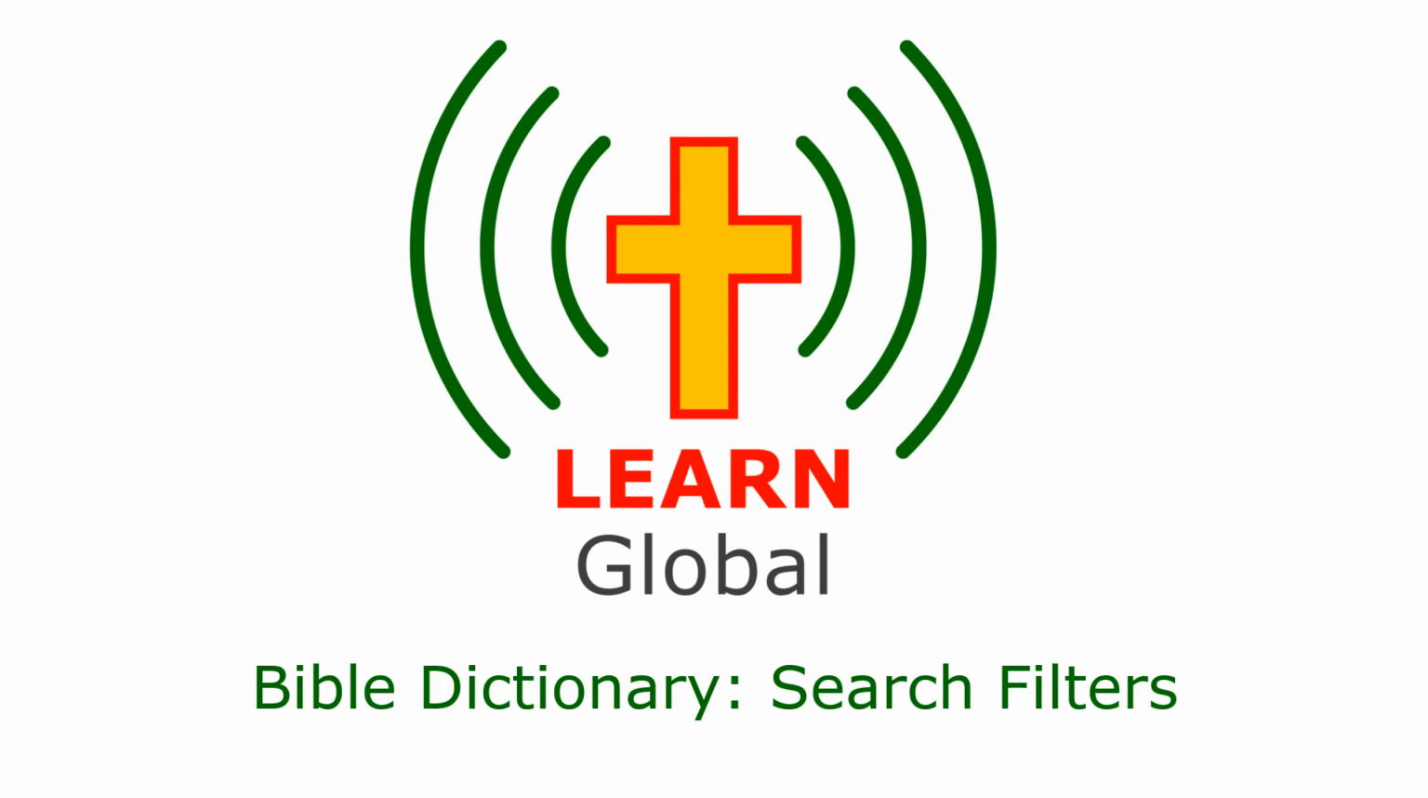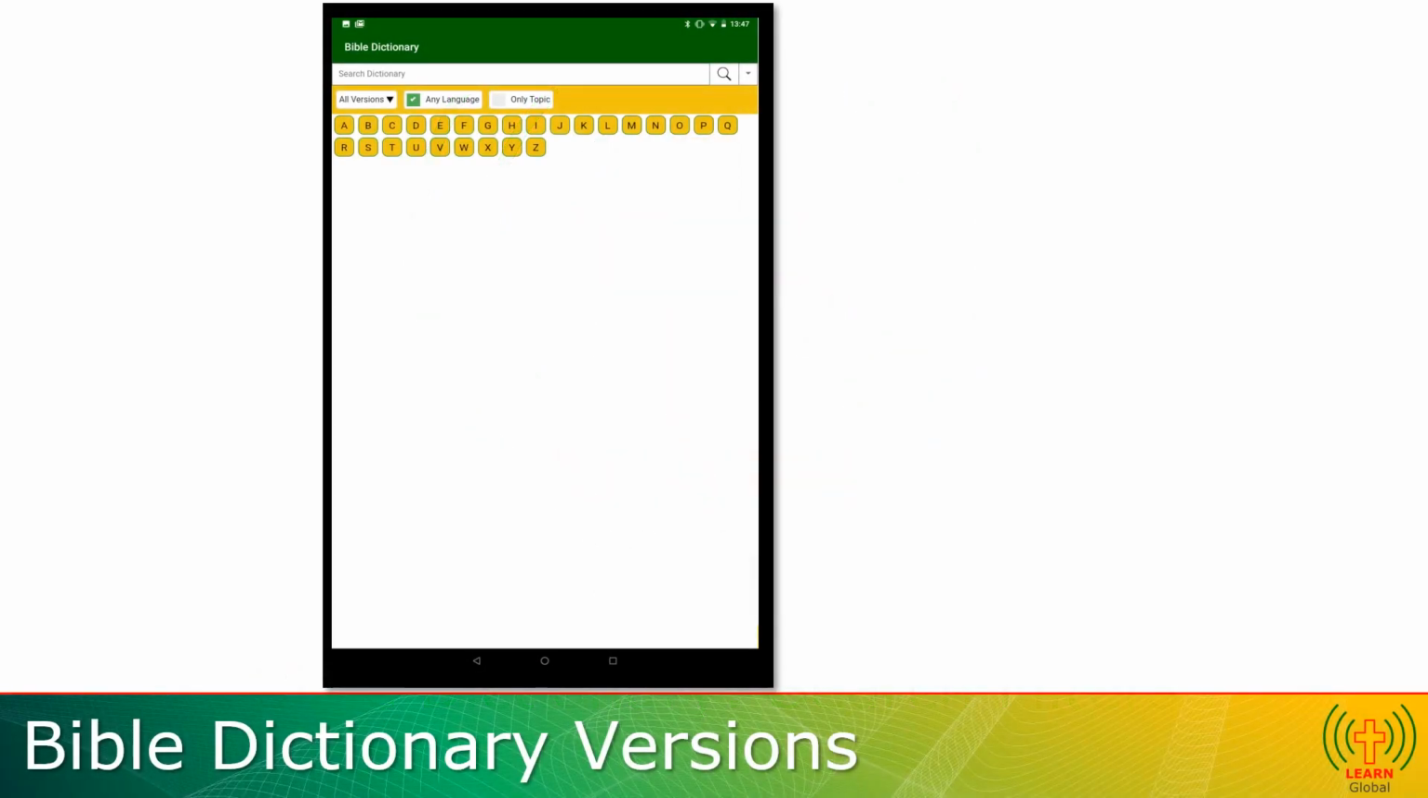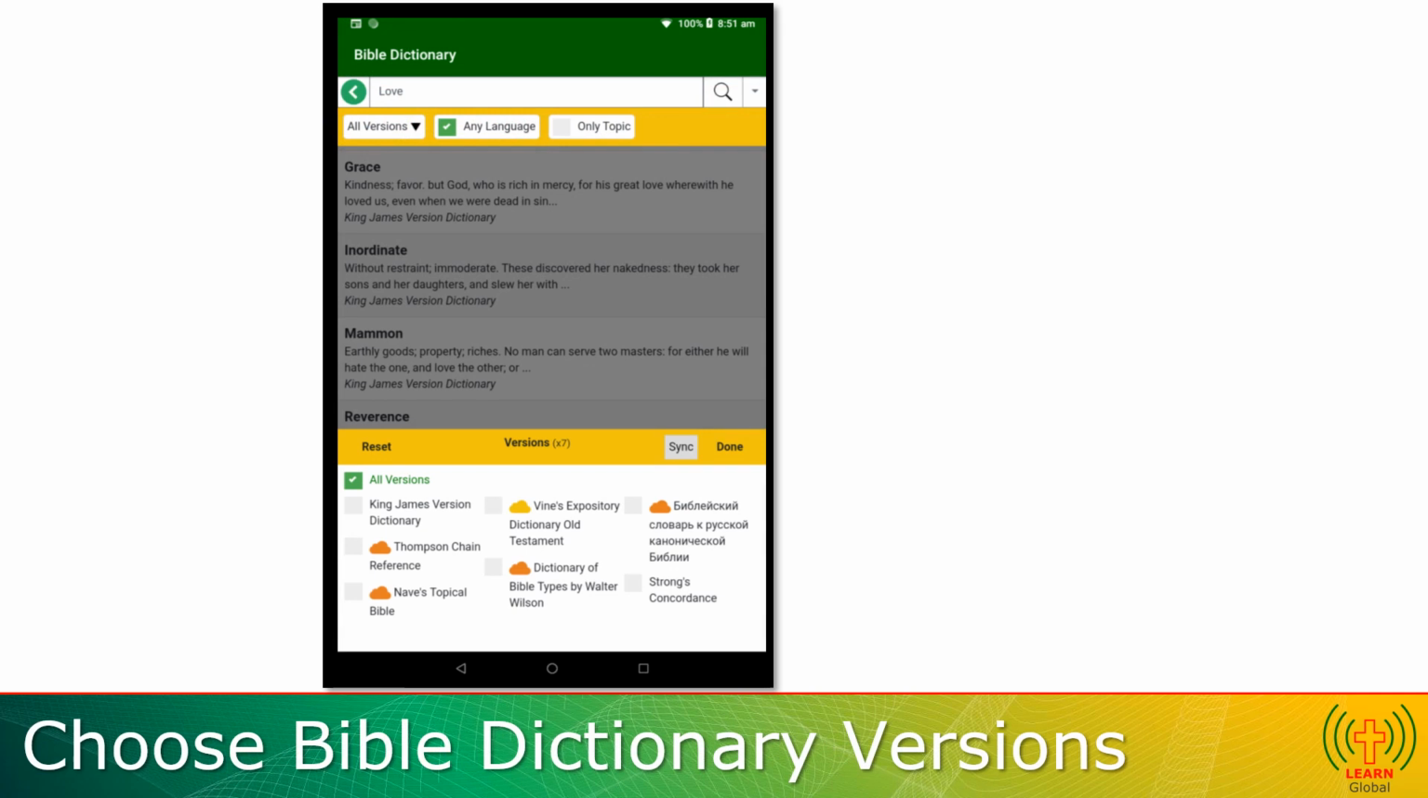To help you narrow your search results, use filters. Filters let you choose which Bible dictionaries to search, languages, and topic names only. Tap the first control to view a list of Bible dictionaries within the app. A panel will appear at the bottom of the screen.